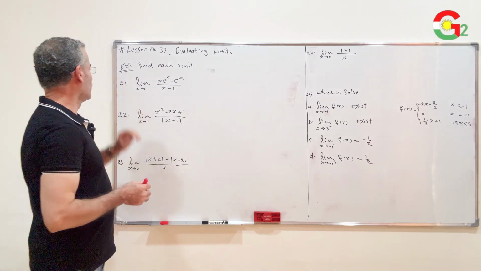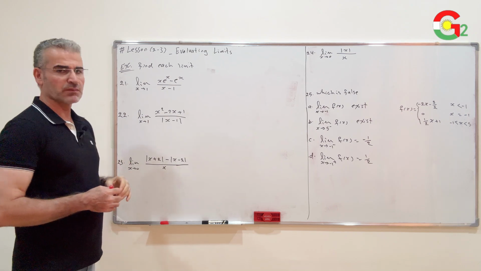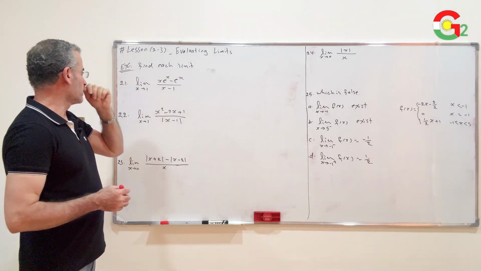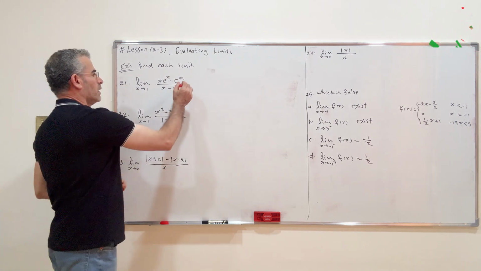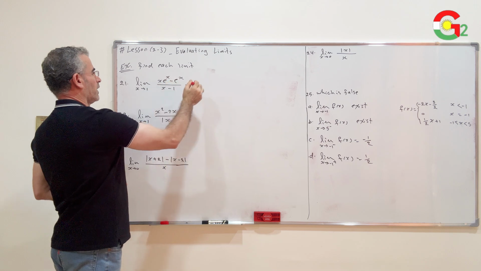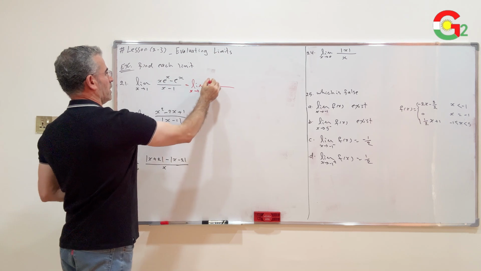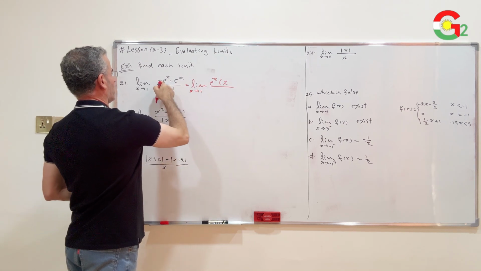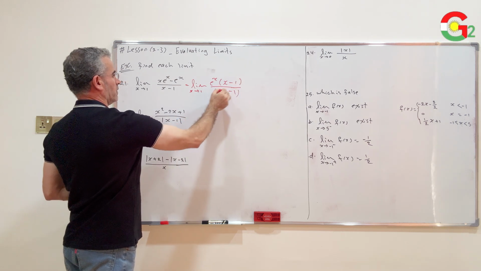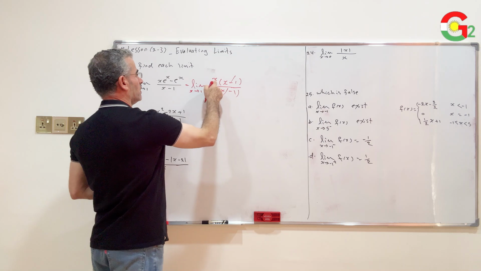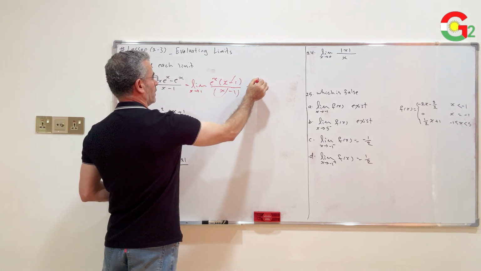Question number 21. Find the limit of the function x e to the x minus e to the x over x minus 1 when x approaches 1. If we substitute, the denominator will be 0. Then I'll try to analyze the numerator: limit as x approaches 1, factorized by e to the x. Then the first term will be x, the second term will be 1, over x minus 1. Reduce x minus 1 with x minus 1. Substitute every x with 1. The answer is e to the 1, which equals e.